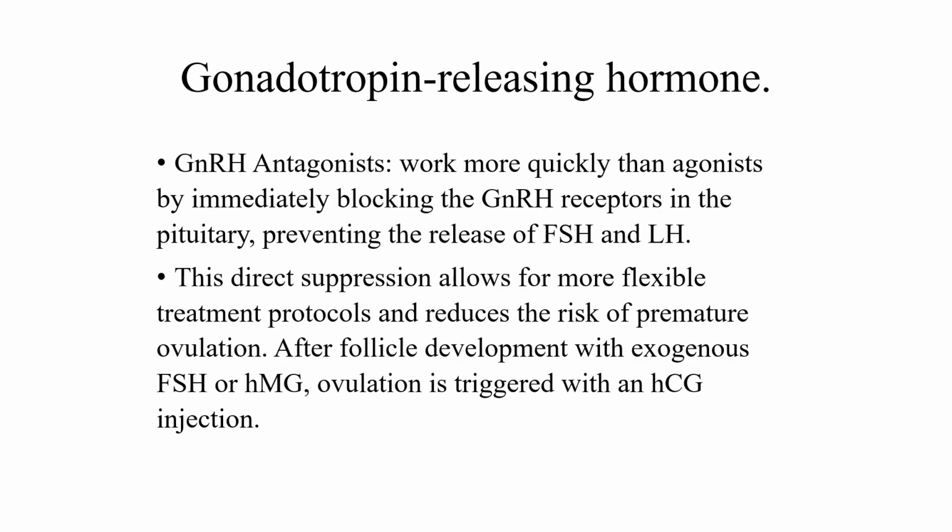On the other hand, the antagonist will work more quickly than the agonist, and they will immediately block the GnRH receptors in the pituitary, preventing the release of FSH and LH. This direct suppression allows for more flexible treatment protocols and reduces the risk of premature ovulation. After follicular development with exogenous FSH or HMG, ovulation is triggered with HCG injection.